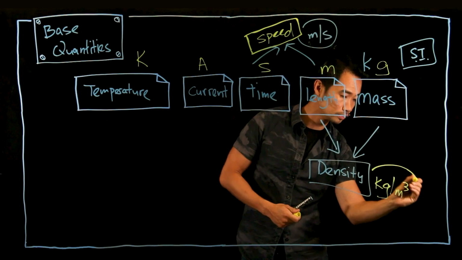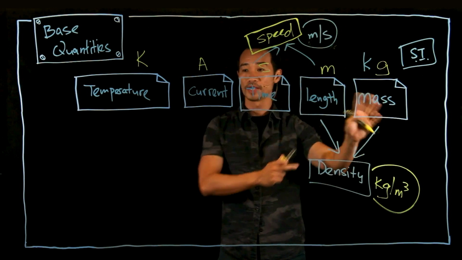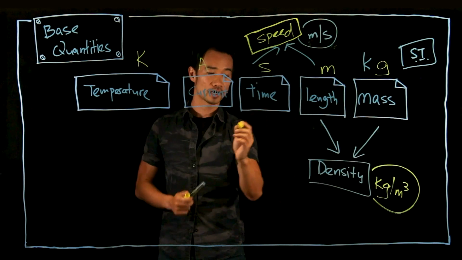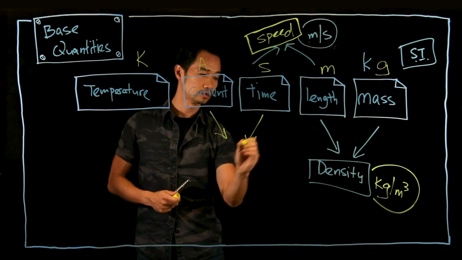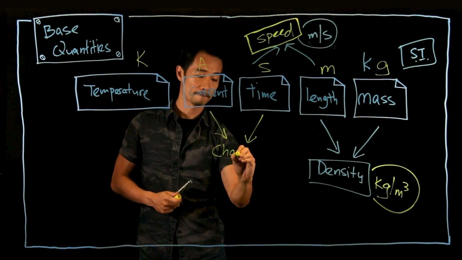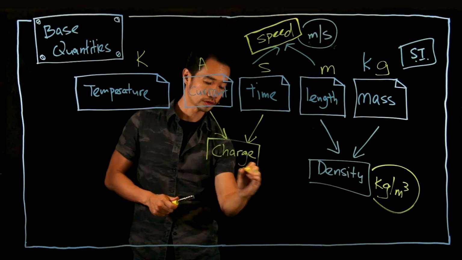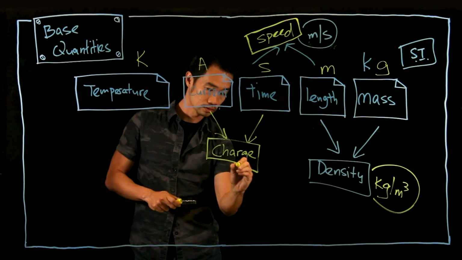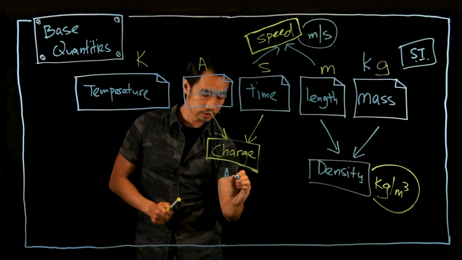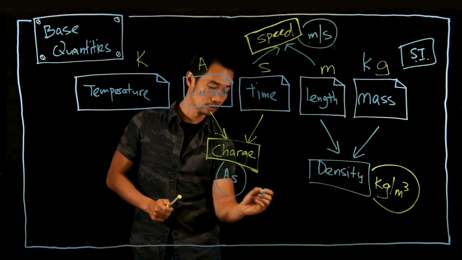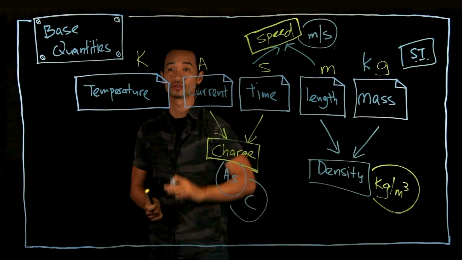So you see over here, density is also made out of a combination of base quantities. With current and time, later on you will learn about this entity which we call charge. Charge is actually ampere second, but we create another unit which we call the coulomb, which you'll learn about later on.